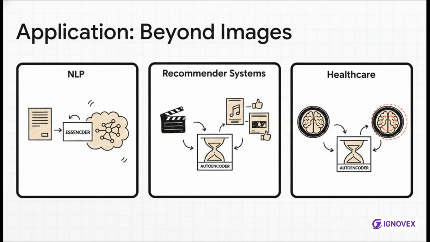And it's not just about pictures, not by a long shot. In natural language processing, they can boil down an entire document to its core meaning. Recommender systems use them to create a sort of taste profile for each user, which leads to spookily accurate recommendations. And in healthcare, they can analyze medical scans, learning what normal tissue looks like so they can flag subtle abnormalities a human doctor might miss.